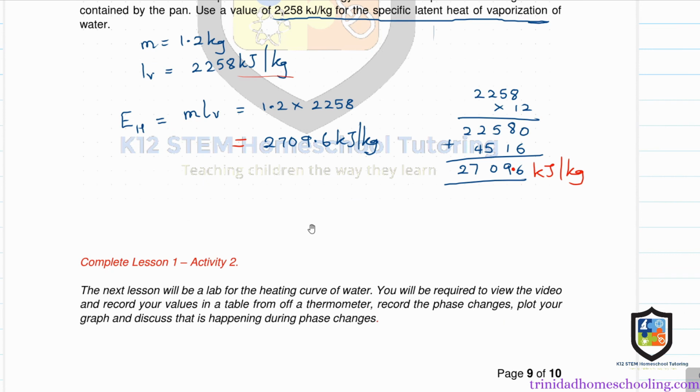So after you revise this topic, you can feel free to try activity 2. And in the next lesson, we would look at a lab, and we would write up a complete lab for the heating curve of water. So pay close attention to the graph on page 7. The graph that you would need to plot for the lab will look similar to that. So as soon as you complete activity 2 and you have a good score in that, we'll move on to the lab.